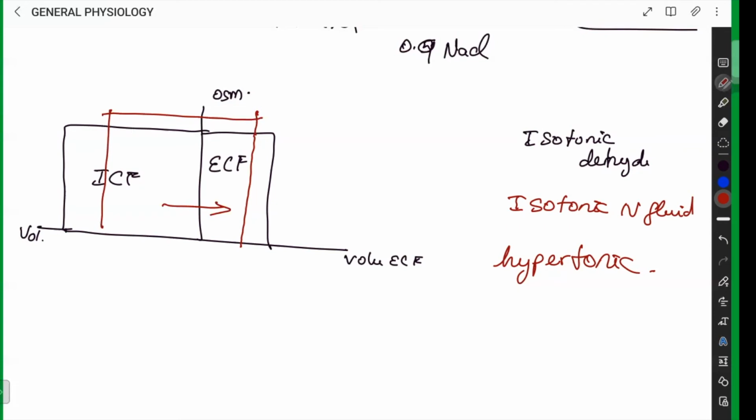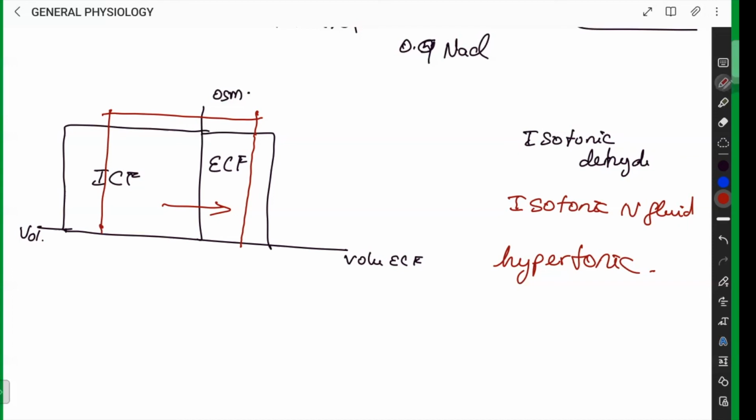The volume of your ICF also decreases. Overall, the tone of your ICF and ECF is going to increase, so you will have a curve like this. Black is the normal one. But what happens? There's an increase in the osmolarity in both ICF and ECF, but there is a reduction in the volume. Is it clear?